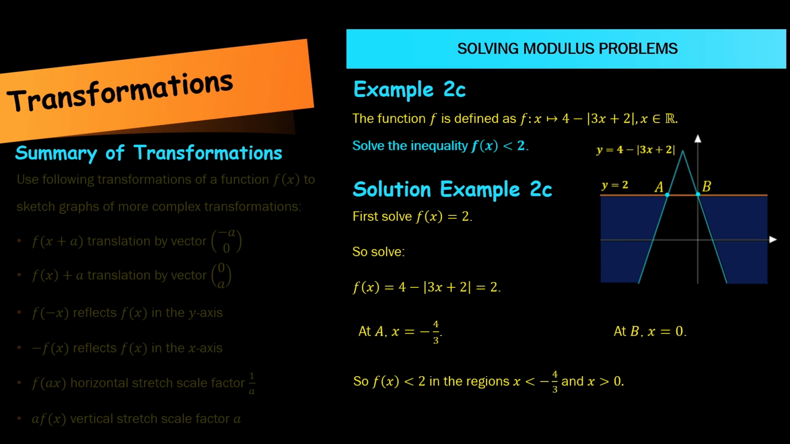So f of x is less than 2 in the regions x less than minus 4 over 3 and x greater than 0. X less than minus 4 over 3 is this region here, as indicated on the graph with the arrow, and x greater than 0 is this region here.